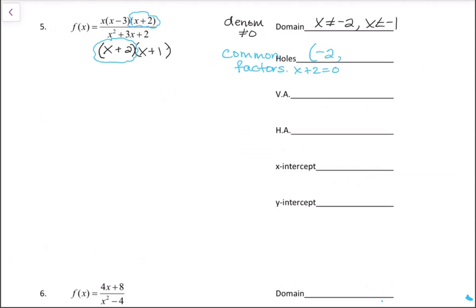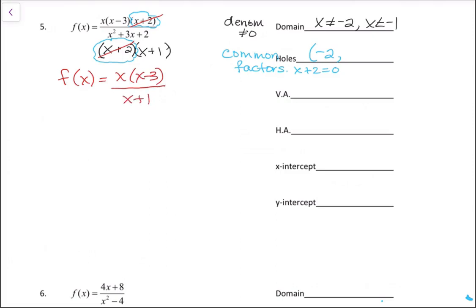And we'll want to find the y value for that hole because that will be an open point that we'll want to plot when we eventually get to graphing these. Before I find the y value of that hole, I'm going to rewrite my function one more time, completely simplified. That means that I want to divide out that common factor and then work with the simplified form of that function. So x plus 2 can divide out with x plus 2. The simplified version of my function is x times x minus 3 all over x plus 1.